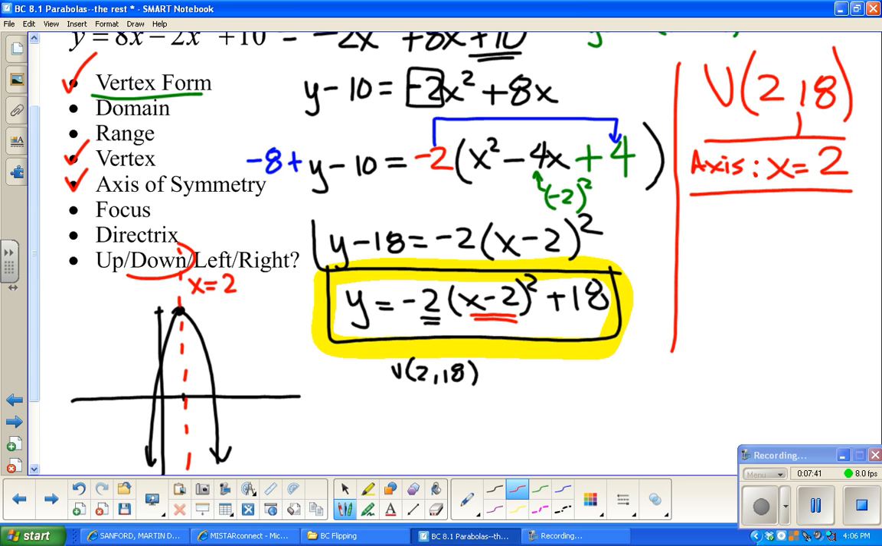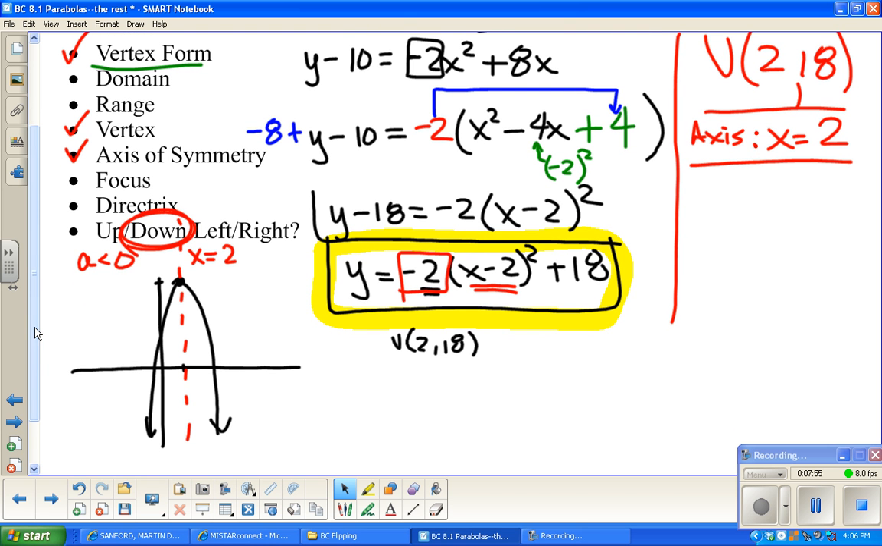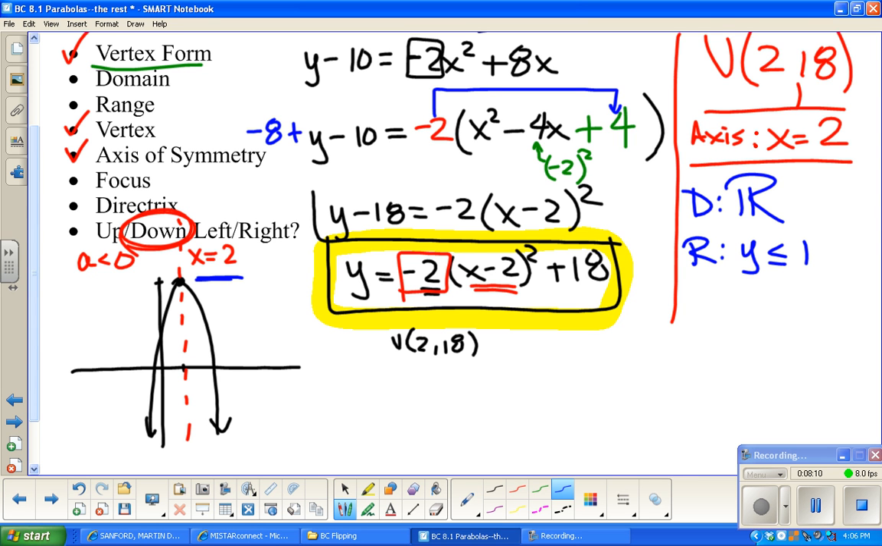This is opening down. Again, it's opening down because of the negative out in front. a is less than 0, and it is opening up or down. So there it is. Let's do domain and range since these are all the older concepts. So the domain for this is all real numbers because it goes far, far to the left and right. And the range, well, the top of this bad boy is wherever the vertex was, so 18. So this is y less than or equal to 18, or if you like the interval notation, something like that.